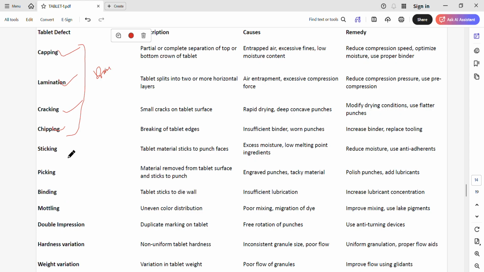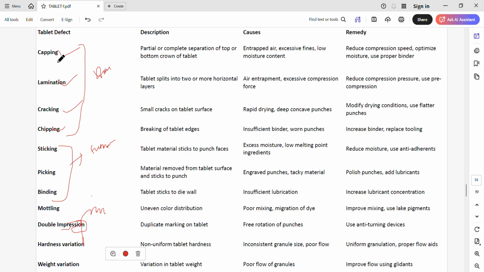But sticking, picking, and binding are formulation-related defects. And double compression is a machine-related defect.